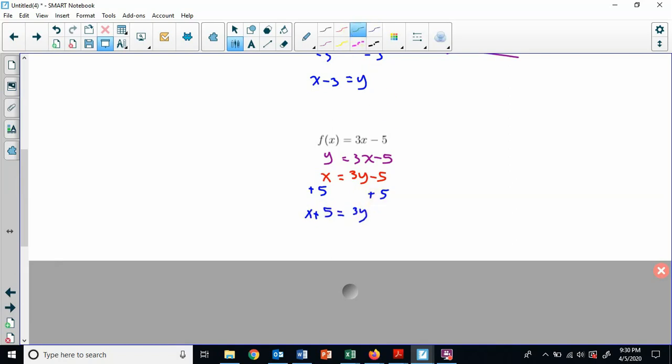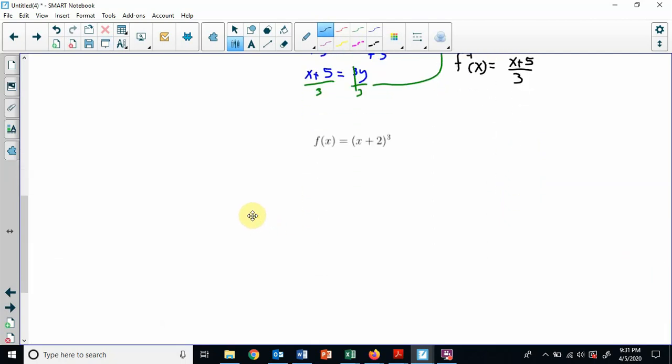Is y by itself yet? No. What's with it? It's a 3. How do I get rid of this 3? I divide both sides by 3. Now divide the whole thing by 3, the whole side. So what do I get? Let's carry it over here. I have y all by itself. It's equal to x plus 5 over 3. Can I write it with fancy notation? Yeah. F inverse, so don't forget the negative 1 right there, is x plus 5 over 3. So hopefully you're thinking this is pretty easy. Notice that to write the inverse function, I'm using inverse operations because I'm solving, right?